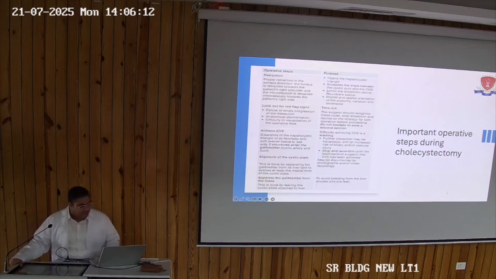It opens the hepatocystic triangle, increases the angle between the cystic duct and the CBD, which limits the dissection above the Rouviere's sulcus. Mental and spatial orientation of the anatomy, variations and landmarks.